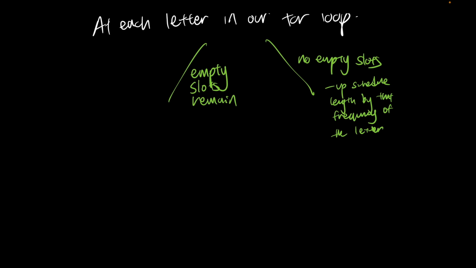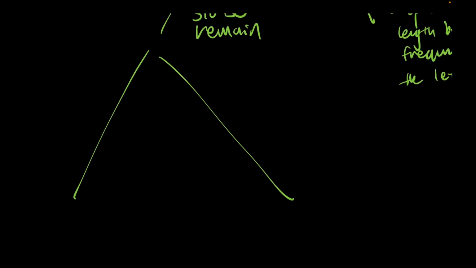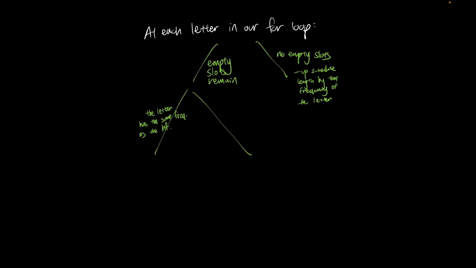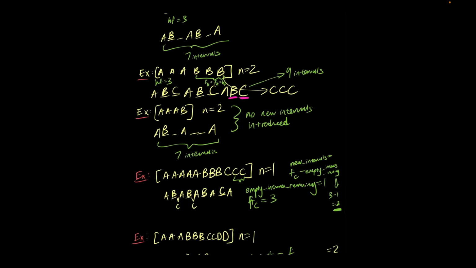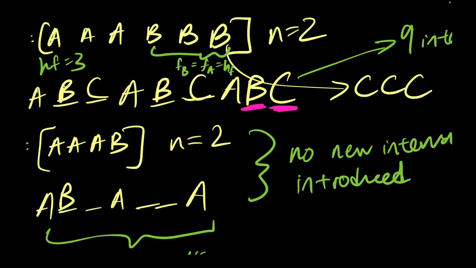In the case that empty slots remain, there are two breakdowns of this. First is the letter has the same frequency as the highest frequency. And then the letter frequency is less than the highest frequency. So the letter has the same frequency as the highest frequency. That's our example here with this 9 intervals.